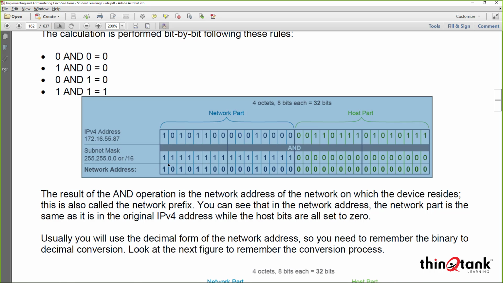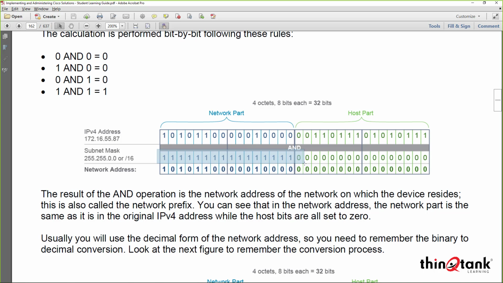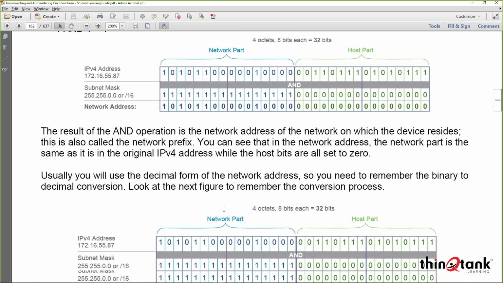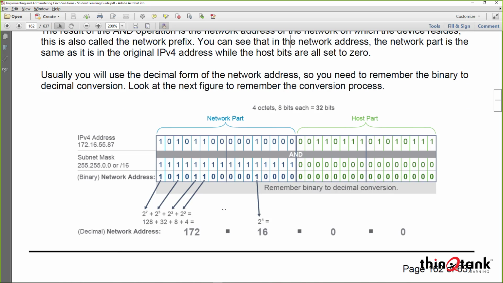a /16. Let's say it was a /17. That means that this bit here would also be a 1. All right? Well, a 0 and a 1 would be a 0. And that represents the network is still going to be, well, it's going to start with 0 in that particular case. All right? And then they did another example here.